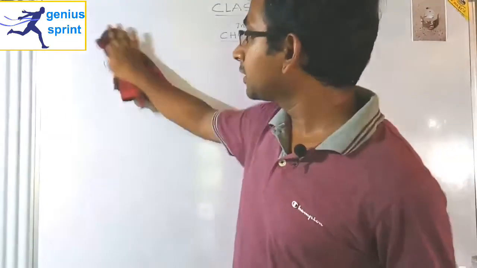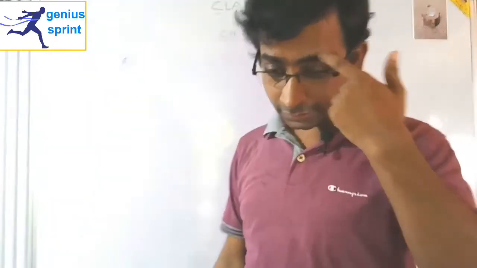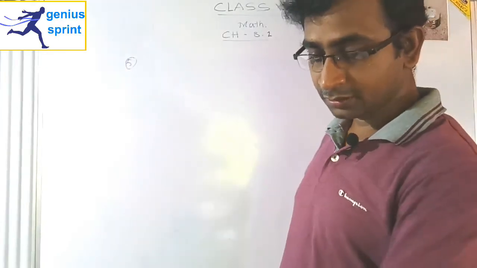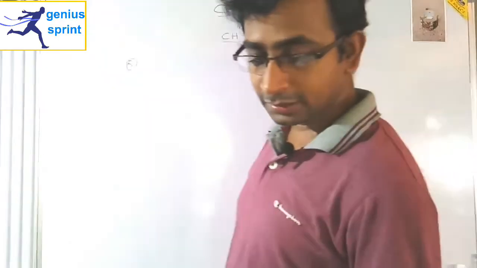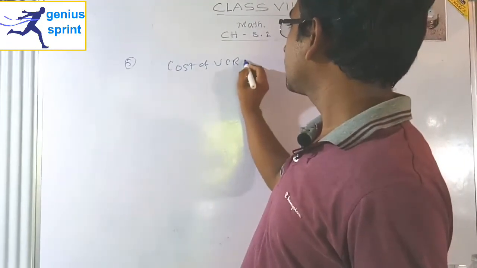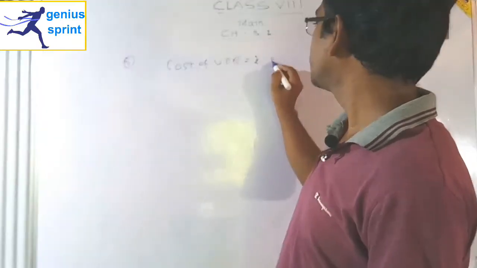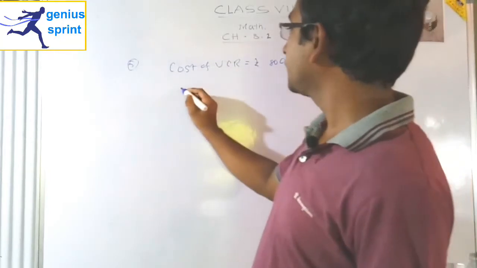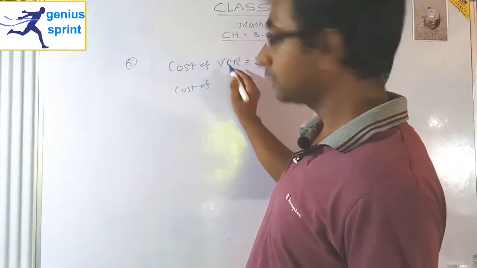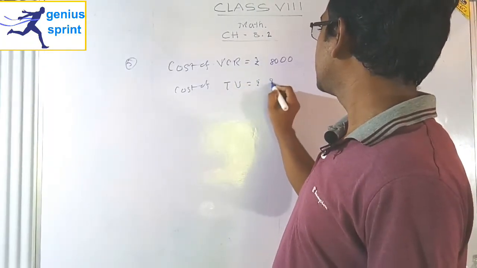Okay, so now it is question number 5. What was the question? A VCR and TV were bought for rupees 8,000 each. Okay, so cost of VCR is equal to rupees, how much? It is 8,000. Okay, again the cost of TV is also rupees 8,000. Fine.